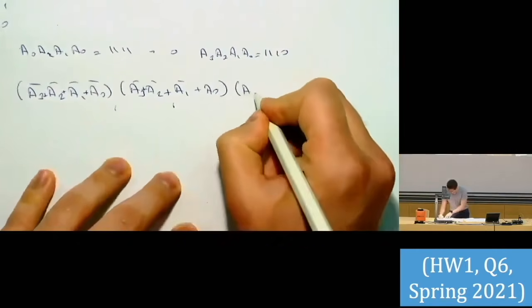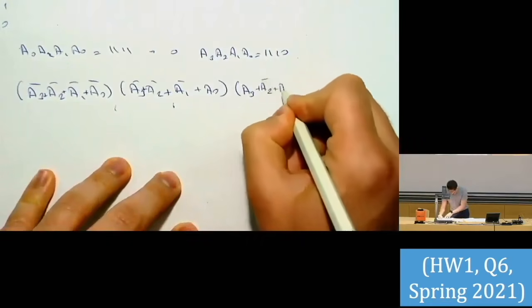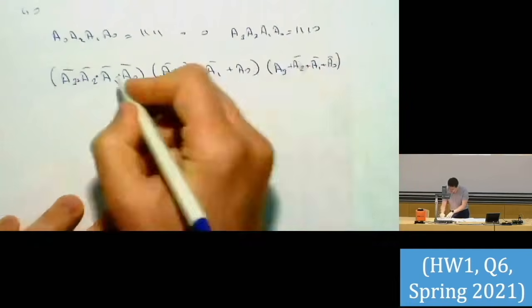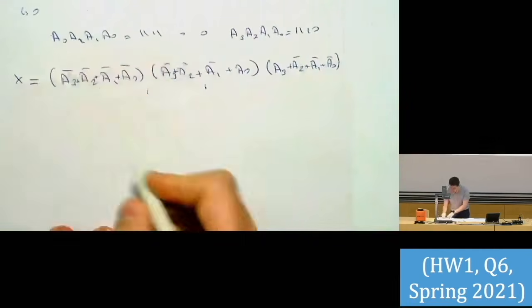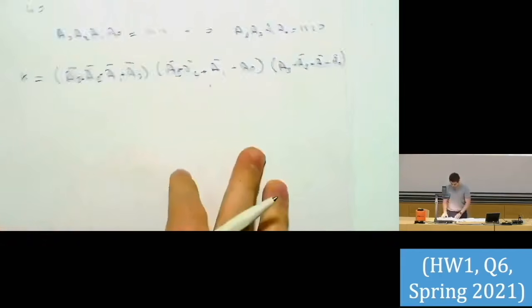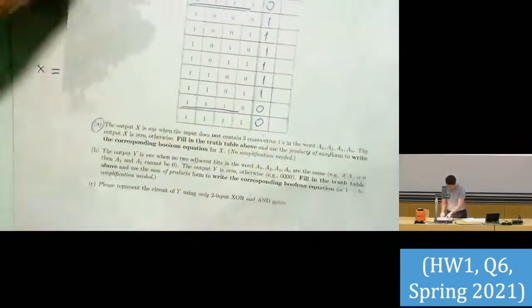So it will be A3, A2 not, A1 not, and A0 not. Those are ANDed, and this is X, and this X will be 0 if one of these terms is 0. So this is the solution for A.